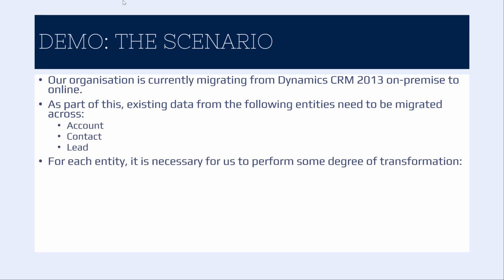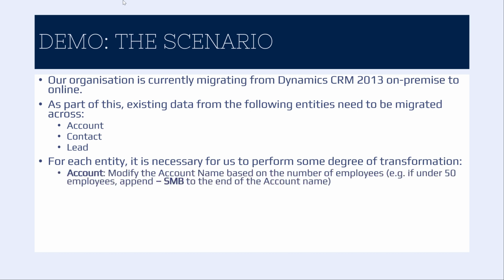As part of this, we've identified the following entities that we want to migrate across. And what we want to do is perform some element of transformation and modification to the data as it's being read and fed through. So for example, for an account name, we want to do some manipulation to the data itself. We want to append a specific value to the end of the name that gives us a visual cue straight away in terms of the size of the organisation. So for example, if it's under 50 employees, then we append -SMB to the end of it.